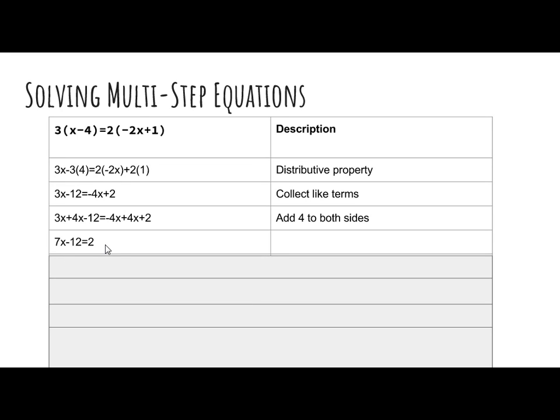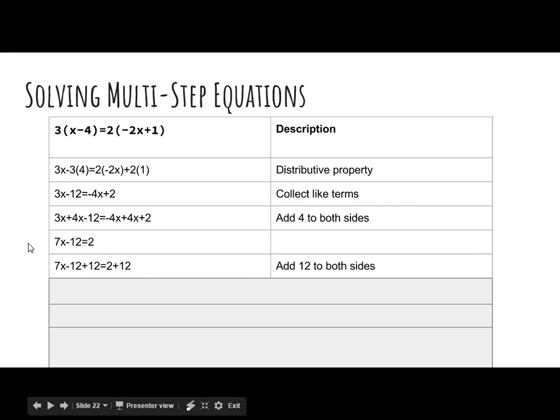the equation. So what I need to do now is do the opposite of what is being done to this 12. It's being subtracted by 12 now, so I'm going to add 12 to both sides. When I go in and do it, I have 7x minus 12 plus 12 equals 2 plus 12. I then, once again, collect my like terms. So negative 12 plus 12 is going to cancel each other out, and I'm going to be left with just the 7x on the left side.